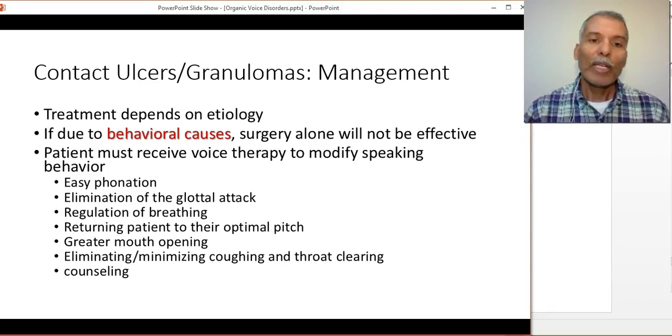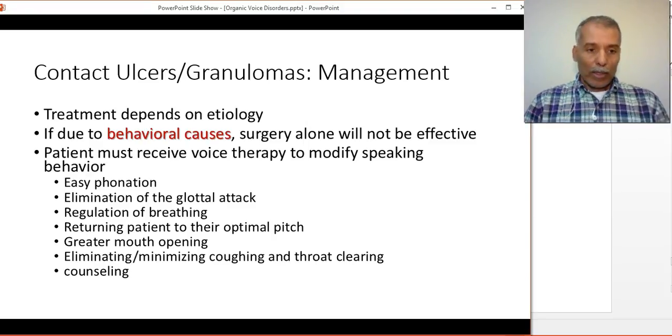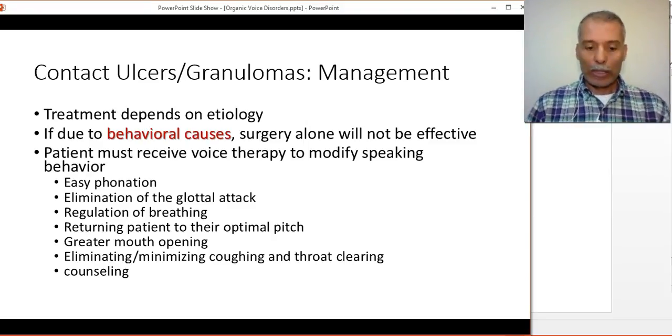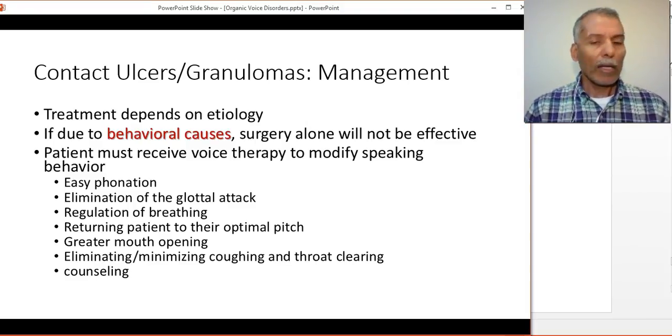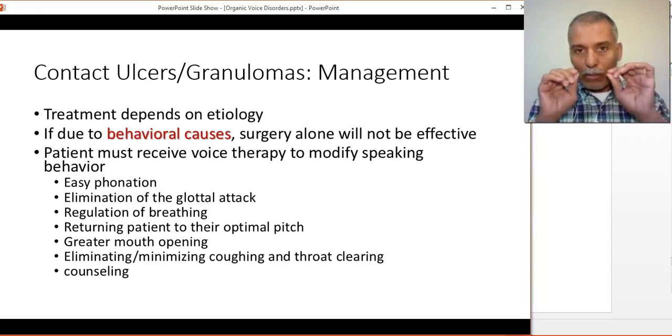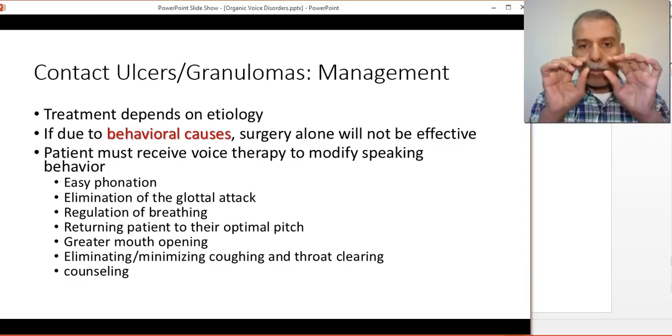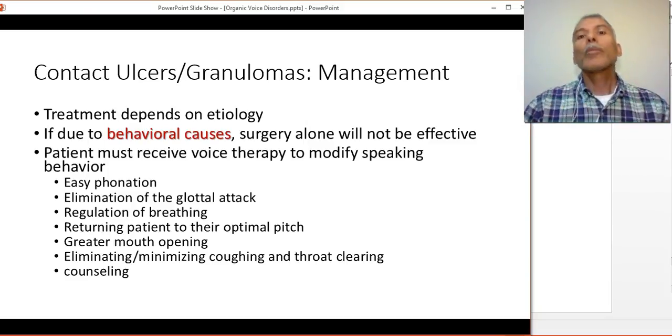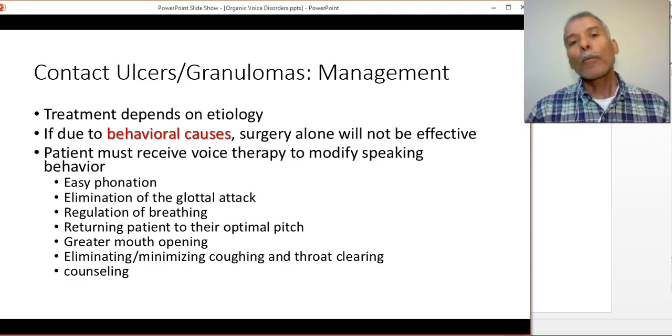So we need to teach them easy phonation, practice easy phonation techniques, and also eliminate the glottal attack and regulate breathing. For example, when someone speaks immediately as soon as exhalation begins, they have a lot of air pressure and a lot of tension. Now, just start exhaling a little bit, then decrease that pressure, and then speak at that nice lower voice, returning to their optimal pitch.